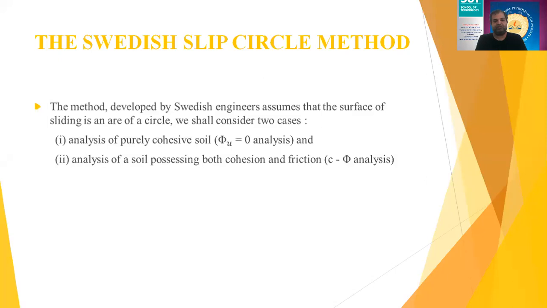In the last lecture, we have seen the Swedish slip circle method to find out the stability of finite slope. In this method, we have discussed two types of soil. First is the analysis of purely cohesive soil, that is phi u is equal to 0 analysis, and second, the analysis of soil with both cohesion and friction, means C phi soil. It can be applicable for all types of soil.